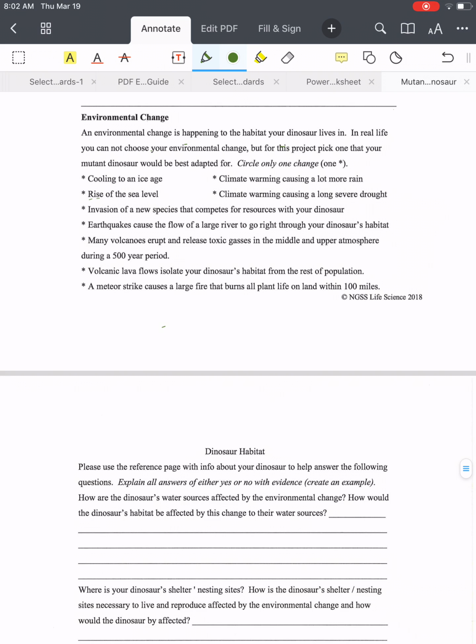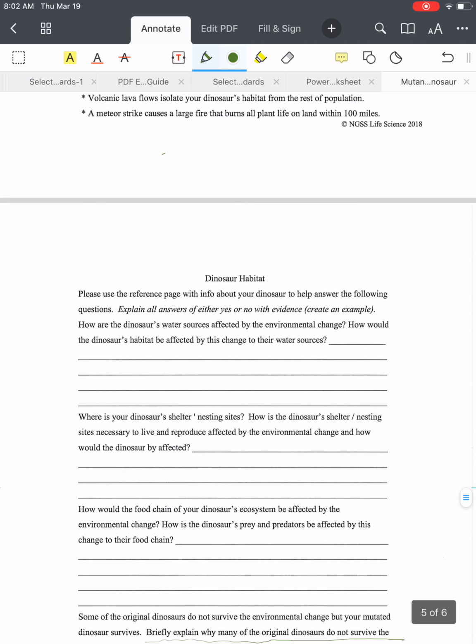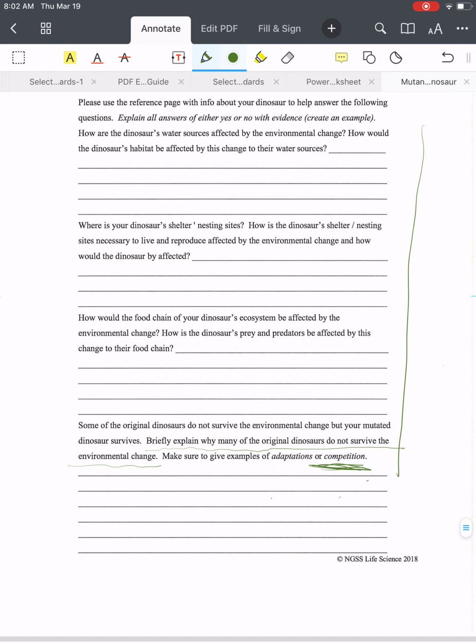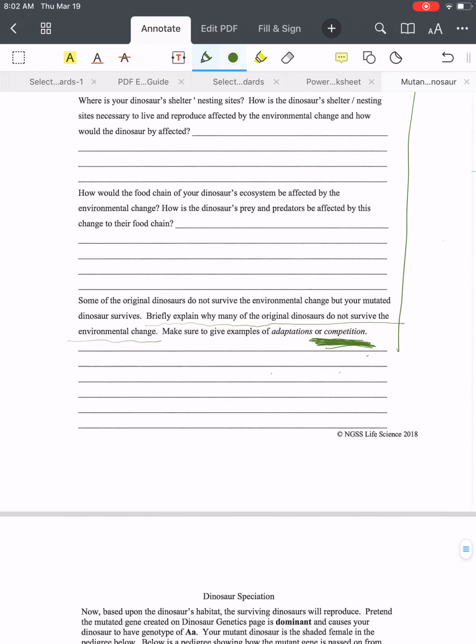For mine, I'm going to pick invasion of a new species that competes for resources with your dinosaur. So I have to keep that in mind when I go through and answer these next questions. In competition, I just have to include that they're competing for food, water, shelter, space. So the pedigree is the next thing.